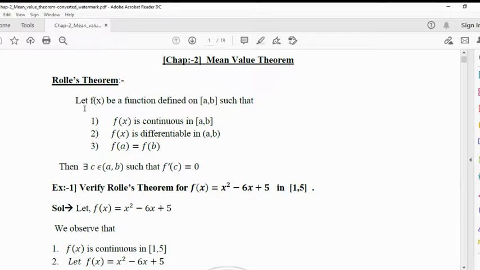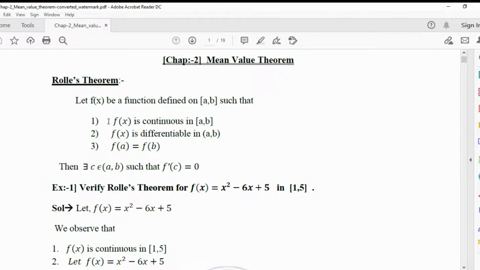This is Rolle's theorem. There are three conditions. What is the first condition? First condition is f of x should be continuous in the closed interval [a, b]. f of x is differentiable in open interval (a, b), that is, f of x is differentiable at every point belonging to open interval (a, b). Also, f of a is equal to f of b. Then there exists c belonging to open interval (a, b) such that f dash c is equal to 0.